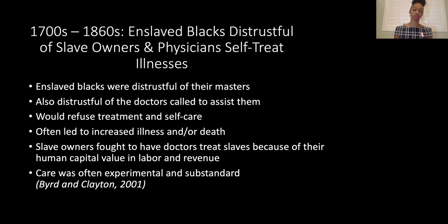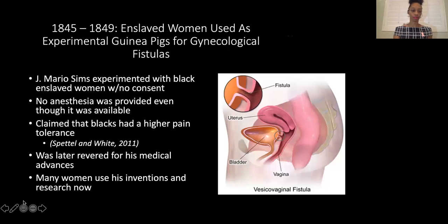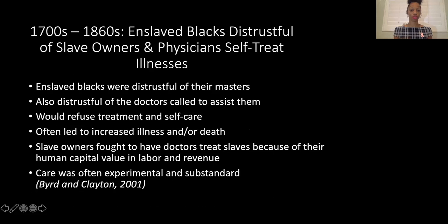So enslaved Blacks were very distrustful. They did not trust the doctors, they didn't trust anybody, and they would oftentimes refuse treatment and self-care. This often led to increased illnesses, of course.